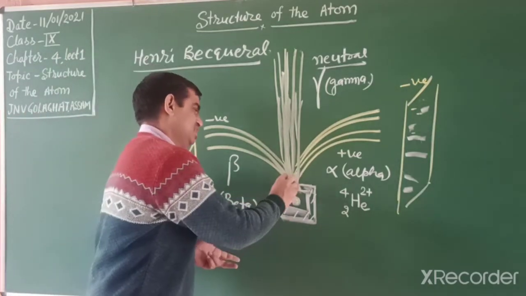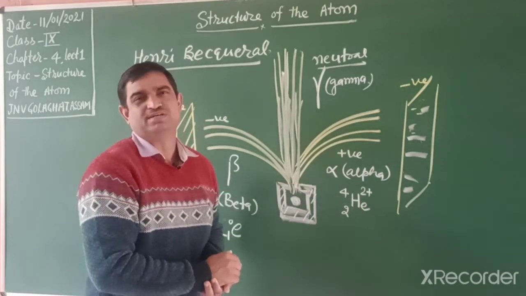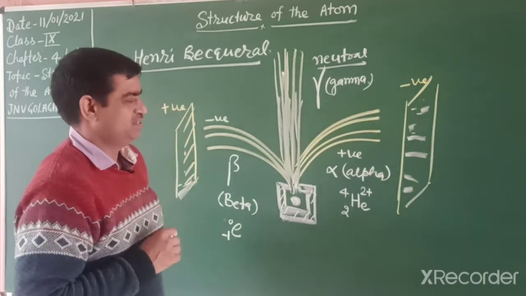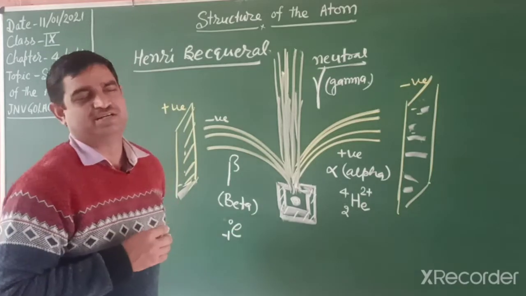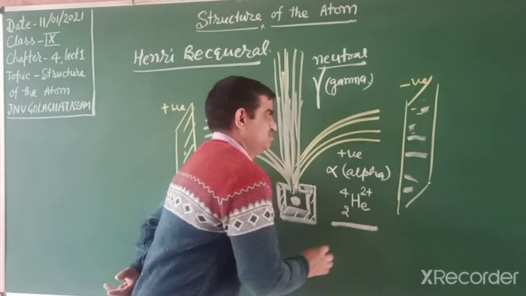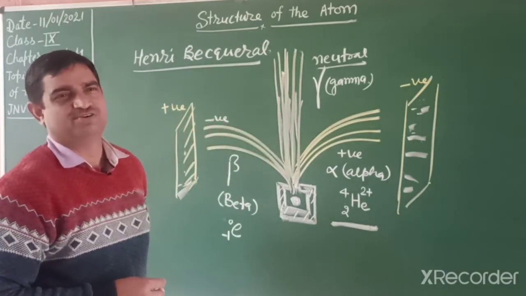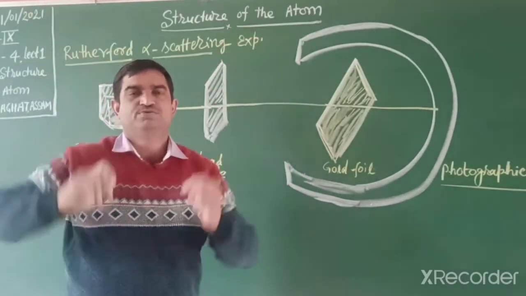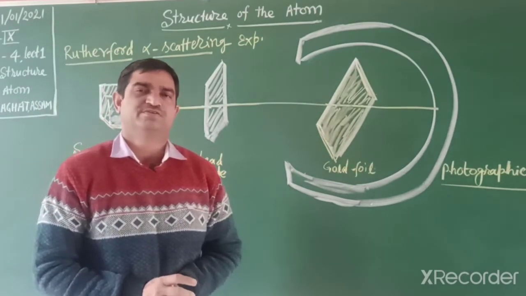This experiment was conducted during Thomson's atomic model. After that, the British scientist Ernest Rutherford took the alpha particle. So now we will explain the alpha scattering experiment of Rutherford. Now students, we explain Rutherford's alpha scattering experiment.